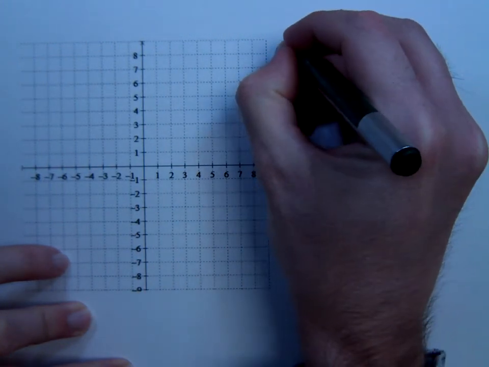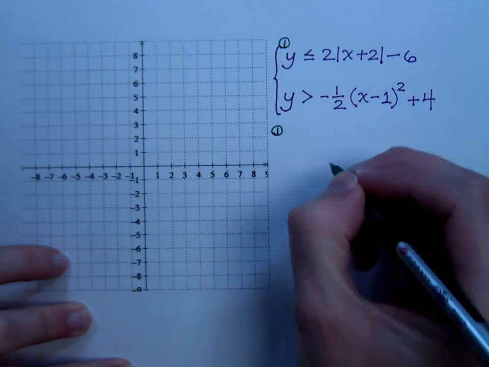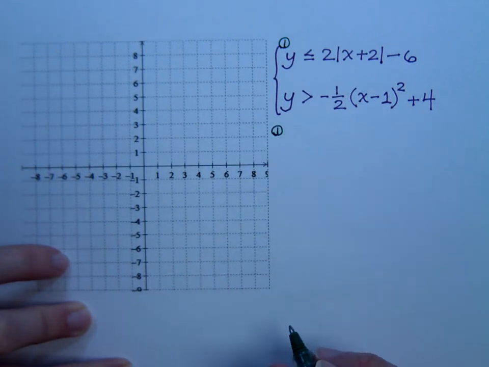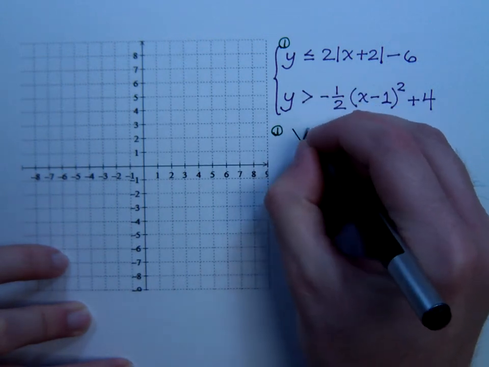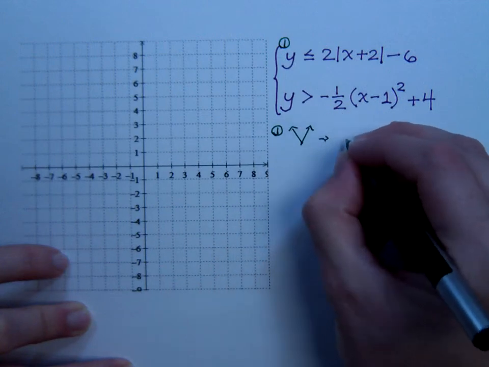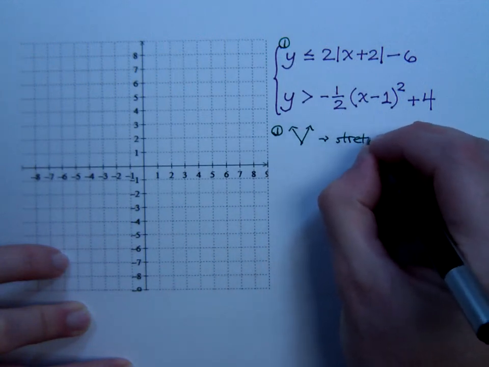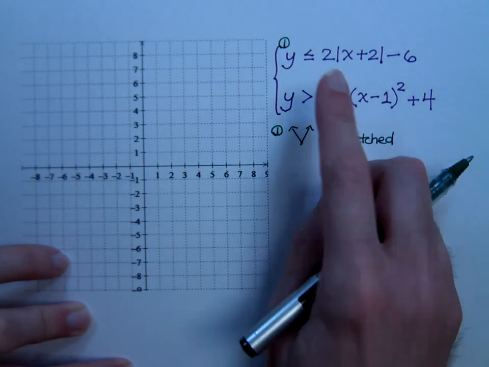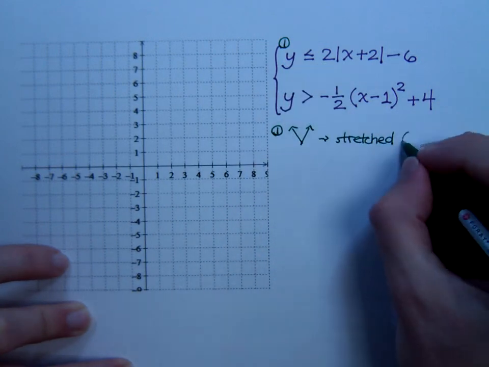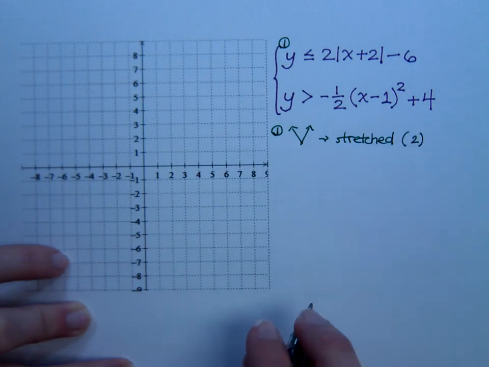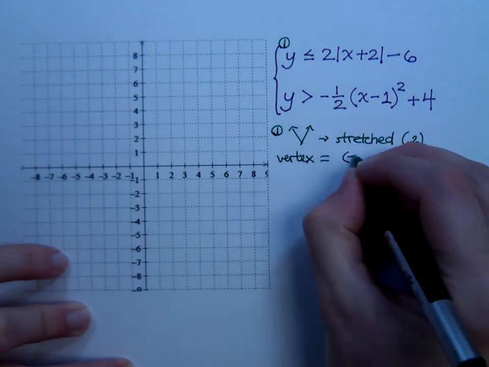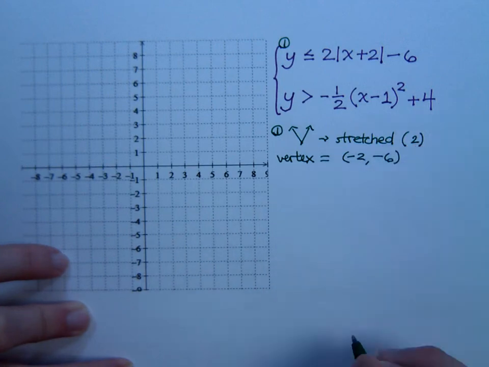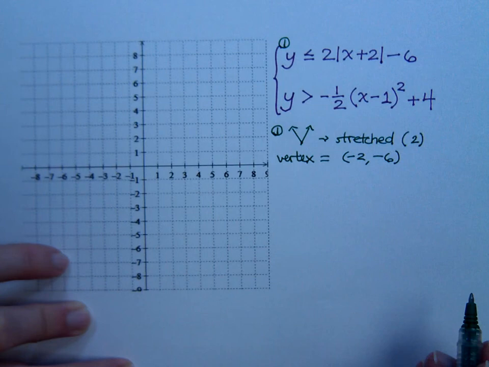Now, let's make this guy our number one guy. Tell me everything you know about number one. What's stretched, though? It's the absolute value shape, and it has been stretched. What tells you it's been stretched? It's been stretched by a factor of 2. And then what about its position for the vertex? So the vertex is -2, -6. We have that information listed. That takes care of the up, down, left, right.